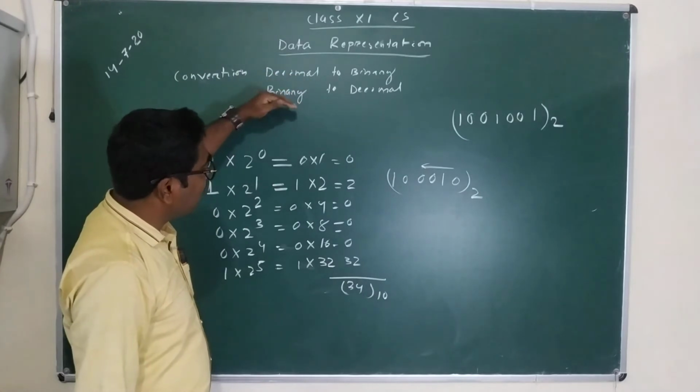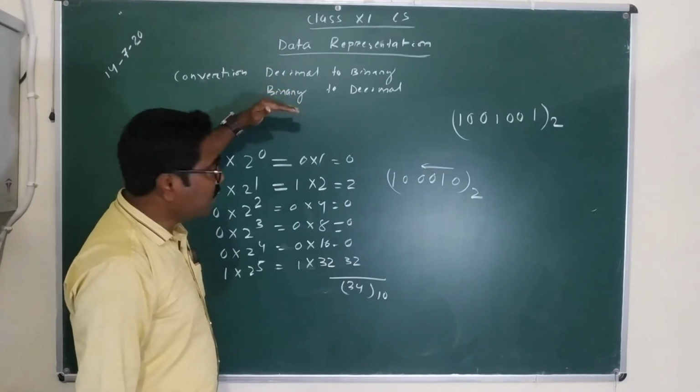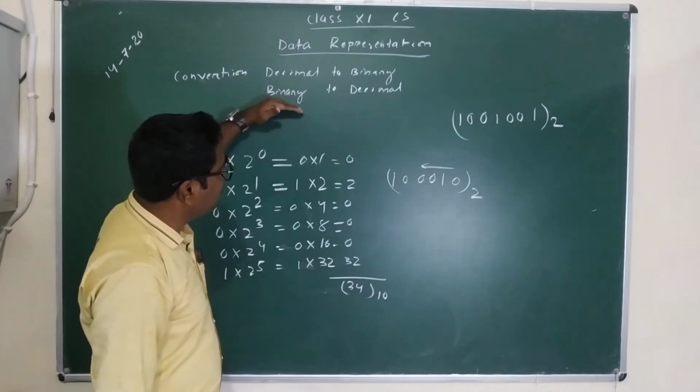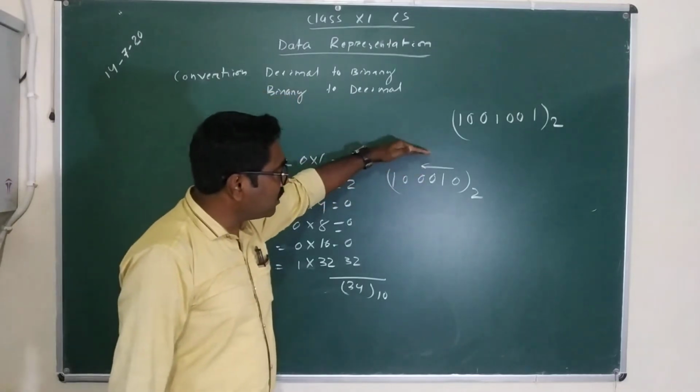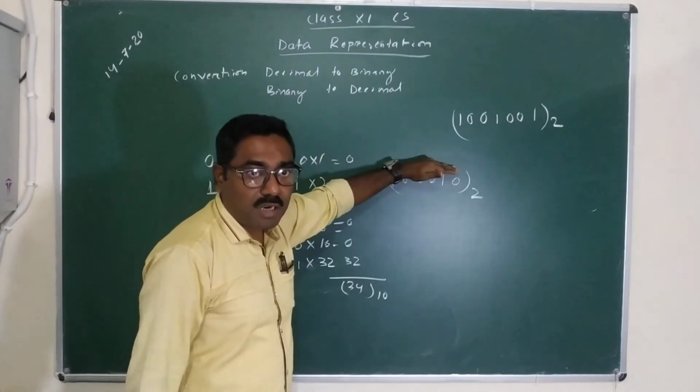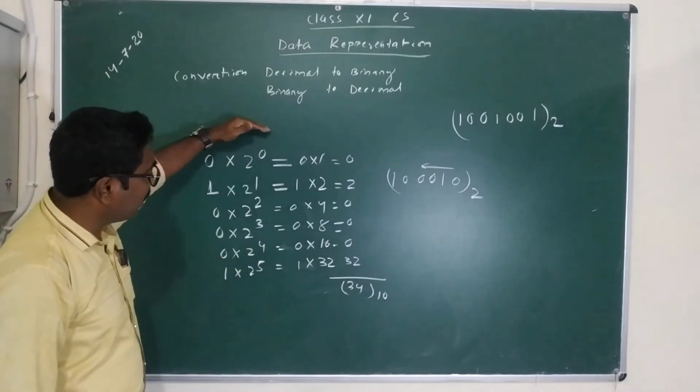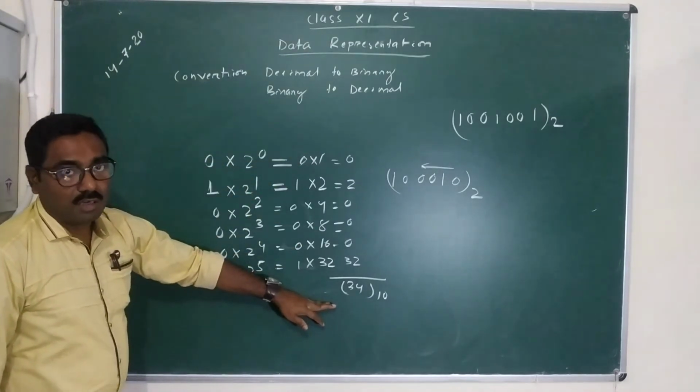When we convert the decimal number 34, we get this binary number, and when we convert this binary number back to a decimal number, what happens? We are getting 34 again.